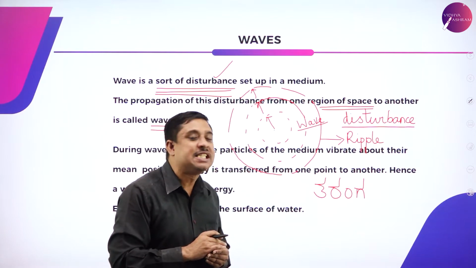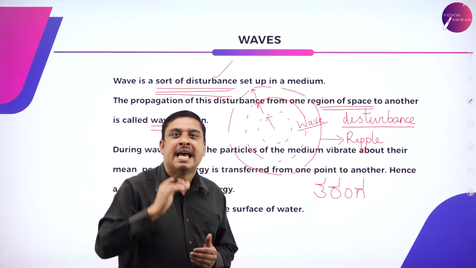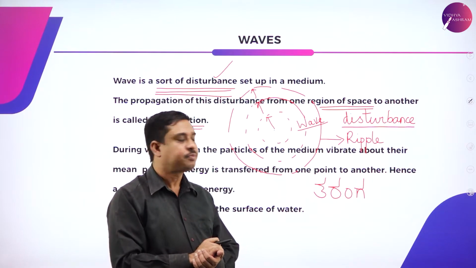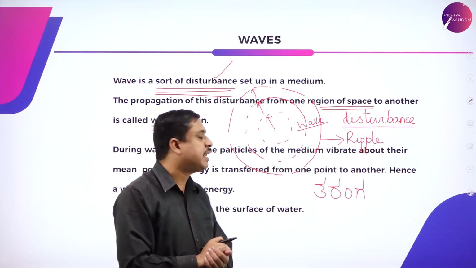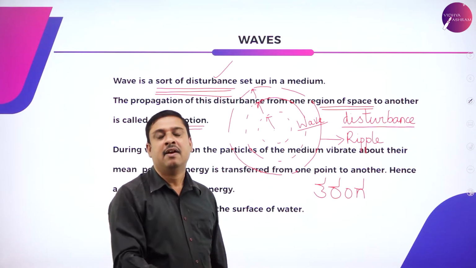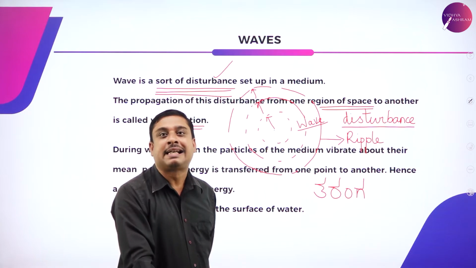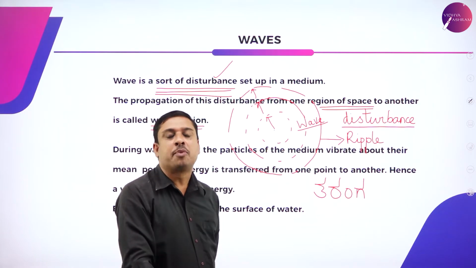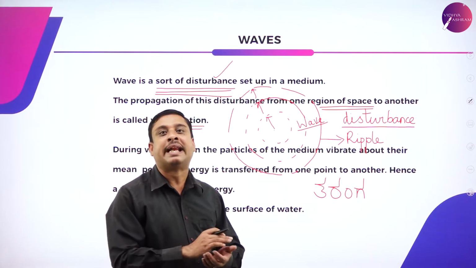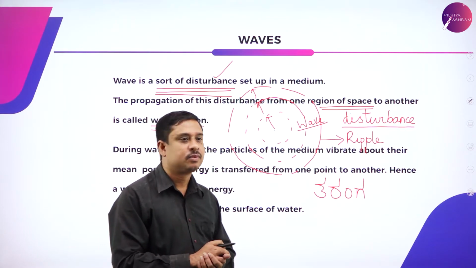The first one is wave, which is a disturbance created in a medium. And the second one is wave motion, which means transferring or propagating the disturbance from one region to another.